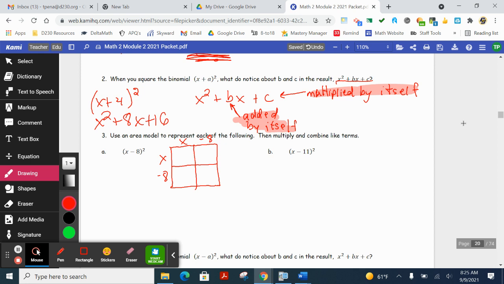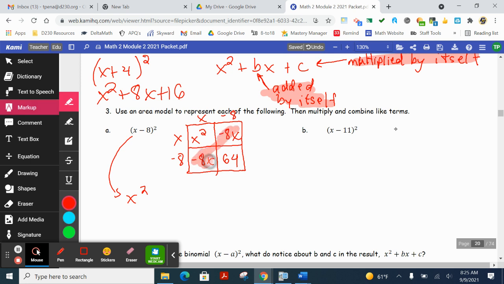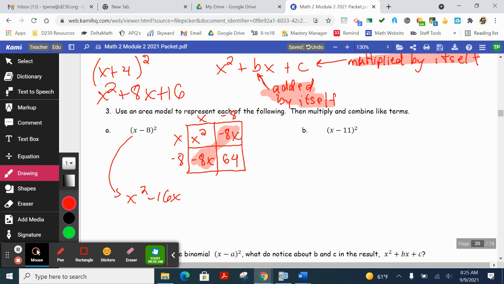We'll fill this in normally. Let me make this bigger. It's kind of blurry when it's small. So this would give you x squared. X times the negative 8 is the negative 8x. Same here, the x and the negative 8 would make a negative 8x. And then the negative 8 times the negative 8 gives you a positive 64. So what this should give us is this x squared here. Notice again, like terms, and not only are they like terms, they're identical terms, so that we have a negative 16x. And then bottom right-hand corner is that 64.